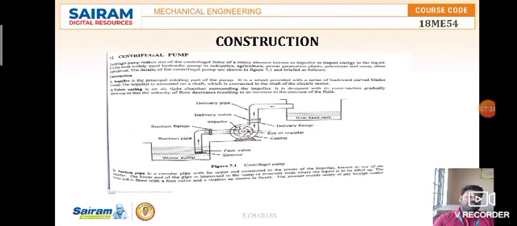Now coming to the fourth one, the delivery pipe. Once the water enters the impeller and attains pressure energy, that water with pressure energy will be sent to the delivery pipe. Through the delivery pipe, water flows and gets collected in the overhead tank. So these are the different parts, the components and the functionality.